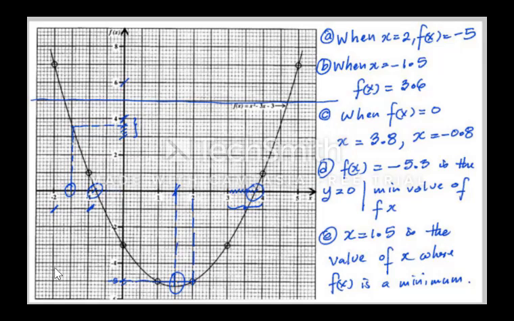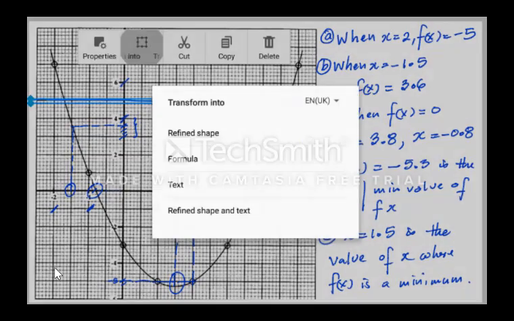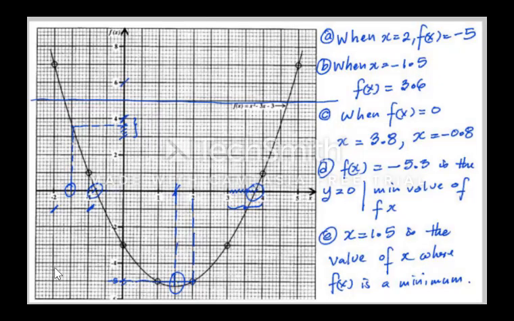So let's straighten this line. When you are drawing this line, you must ensure that you use a ruler. All right, so this is the line y is equal to 5. What we want is the solution.